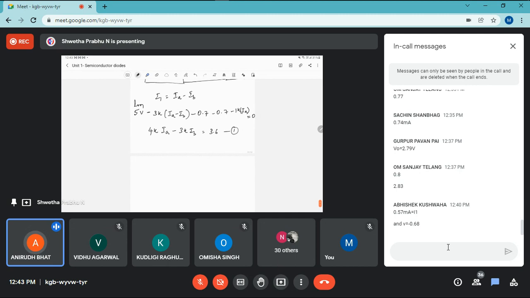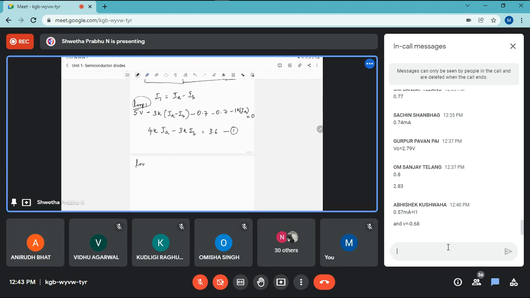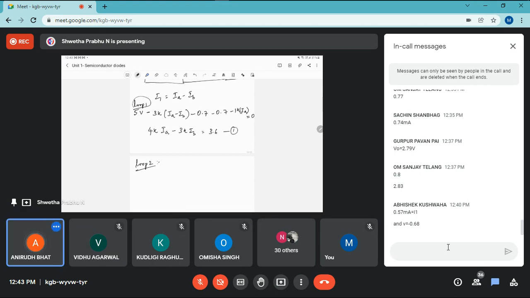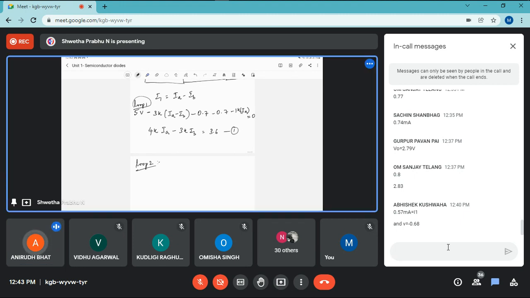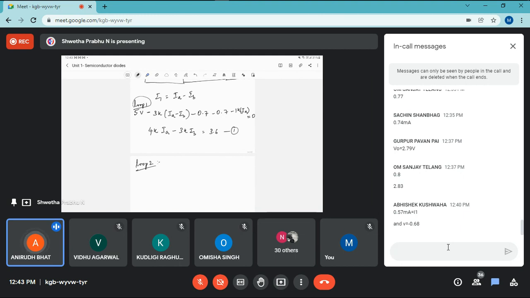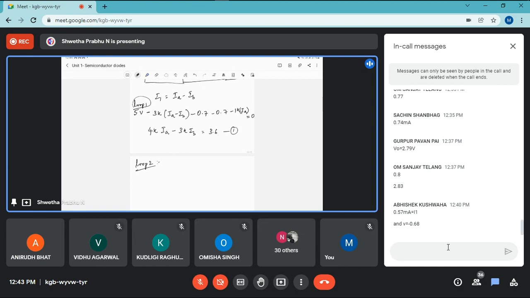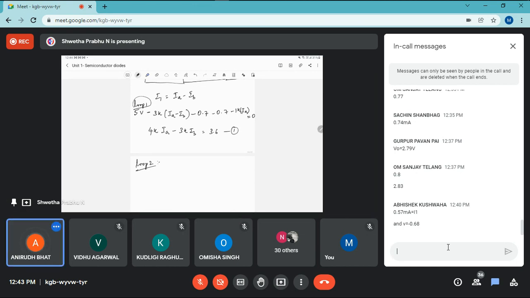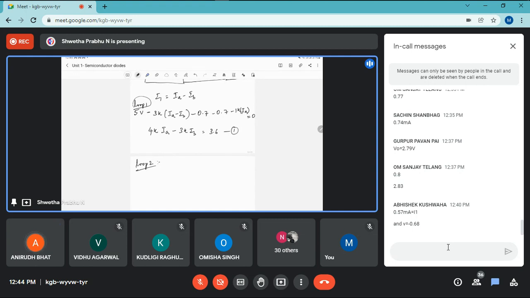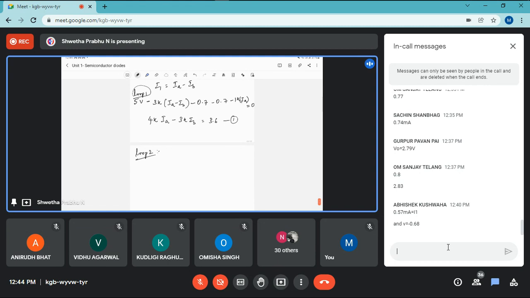Ma'am, minus 4K into I. I'll take this as loop 1. Next, coming to loop 2. Minus 3K into IA minus IB, the minus is outside, so it will be plus 3K IB and minus 3K IA. Let's check once again. I have taken the minus sign common, and I have shifted the 3.6 to that side. Correct. Okay. Next, coming to loop 2.